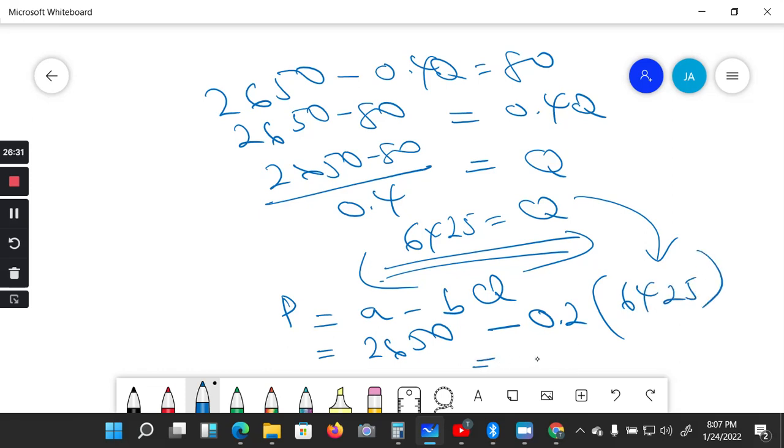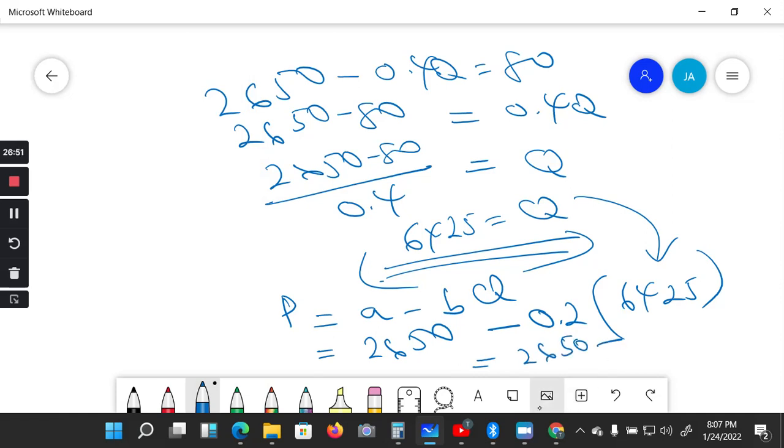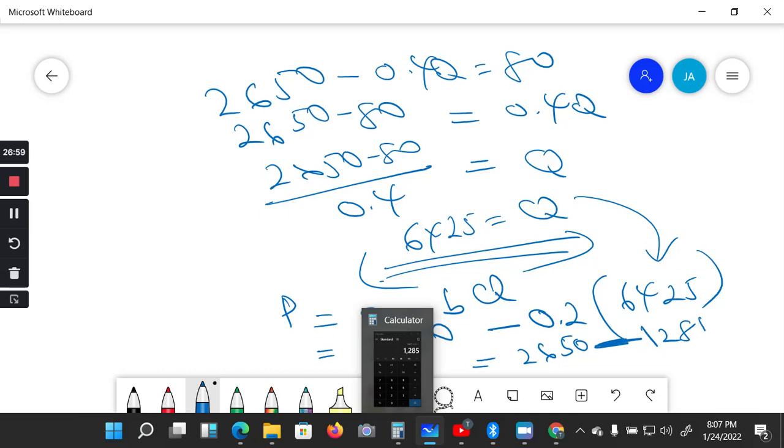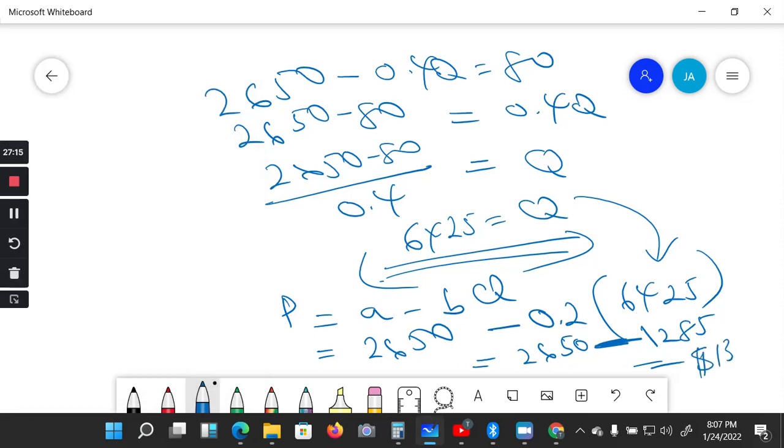If we use our calculator, we are going to have this figure. Let's start with those in brackets: 6425 multiplied by 0.2 is 1285. So we have 2650 minus 1285. What do you get? 2650 minus 1285 is 1365. This is the profit maximizing price.